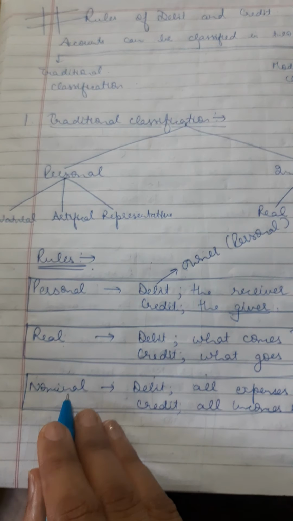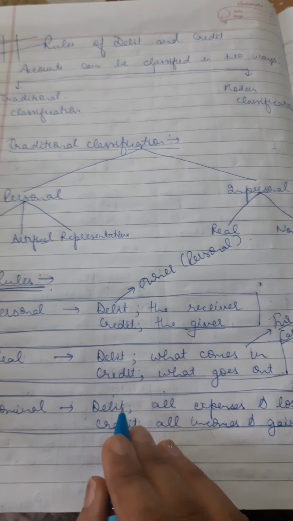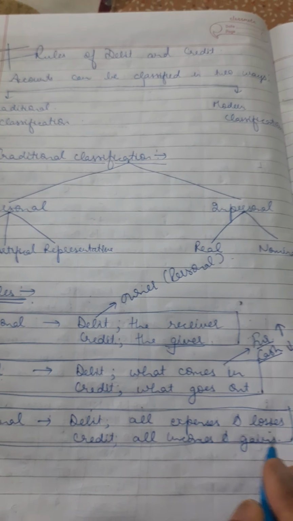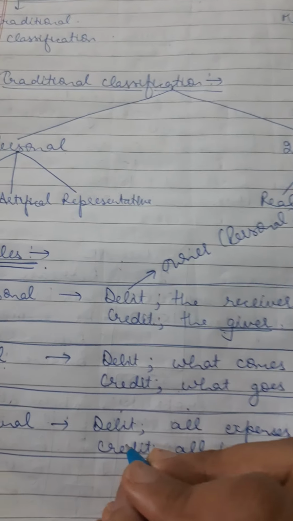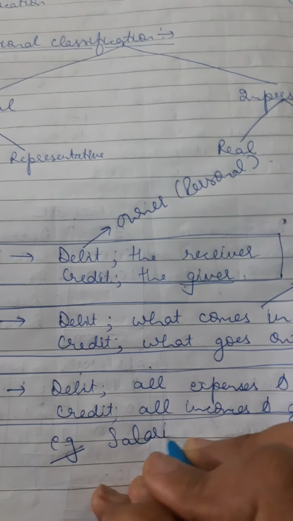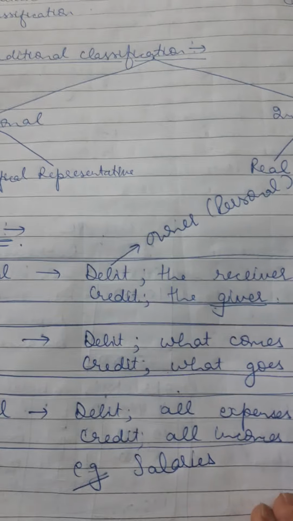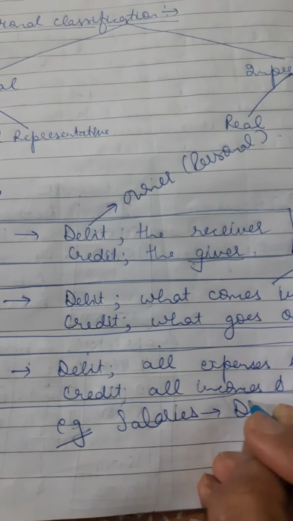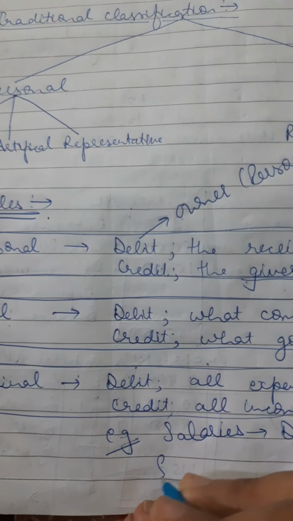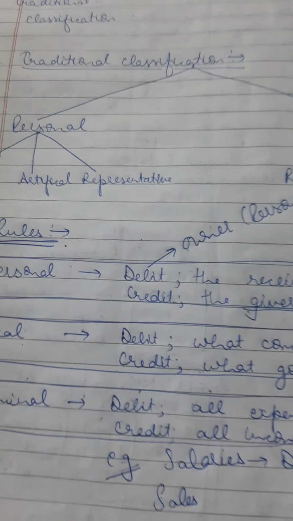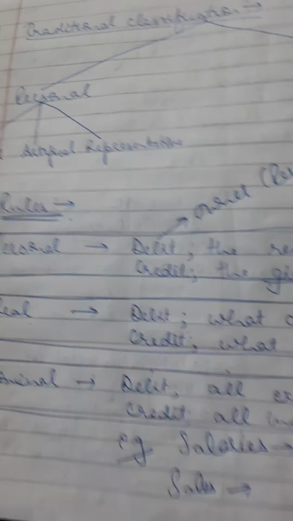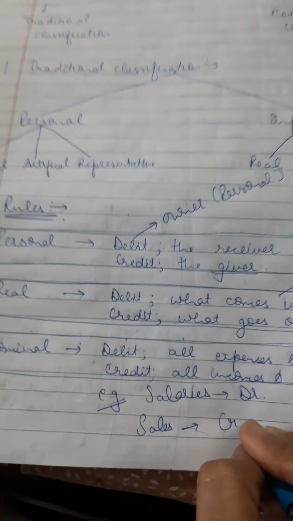Next, rule for nominal account. Debit all expenses and losses, credit all incomes and gains. For example, we have an expense, salaries. So, salaries is expense. So, as per the rule, the salaries will be debited. For example, our business is doing sales. So, sales is revenue of the business, income of the business. So, sales will be credited.